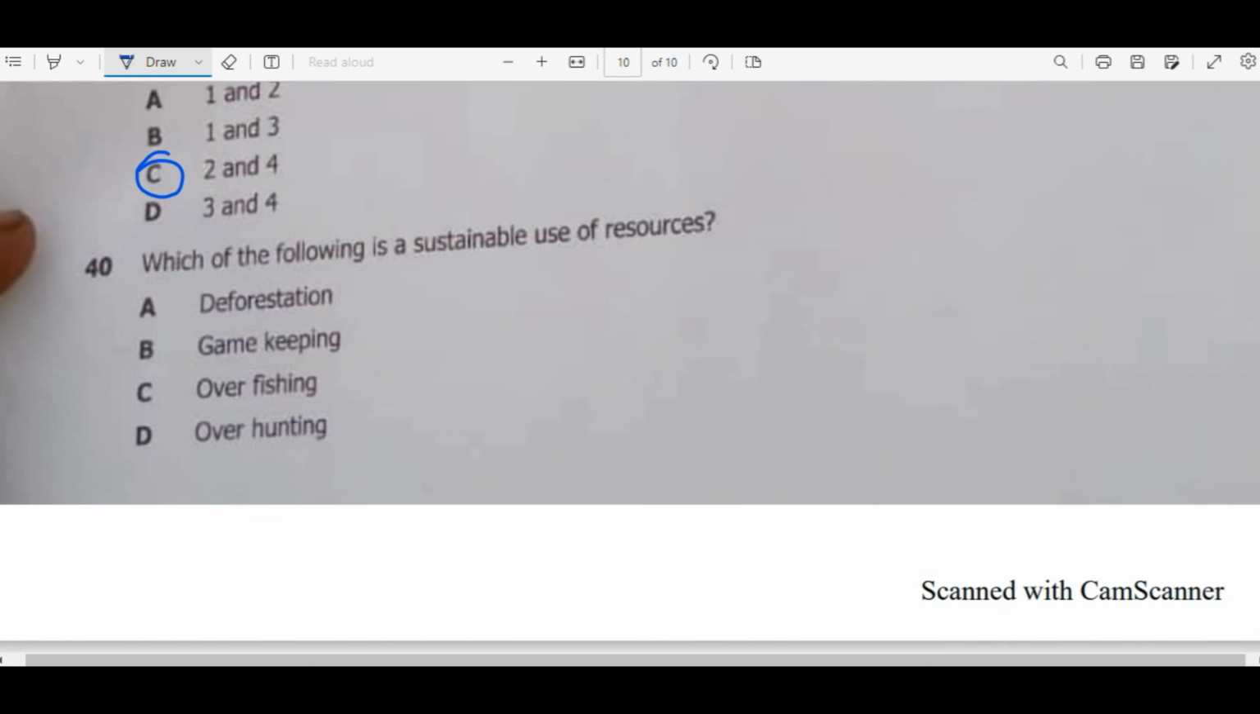Which of the following is a sustainable use of resources? So deforestation is not a sustainable use. And then game cropping. Game cropping is the killing of animals where you balance the pyramid of numbers. That is an example that we can give. And then overfishing, and then overhunting. So the answer here is B, so as to balance the number of animals living in a community.